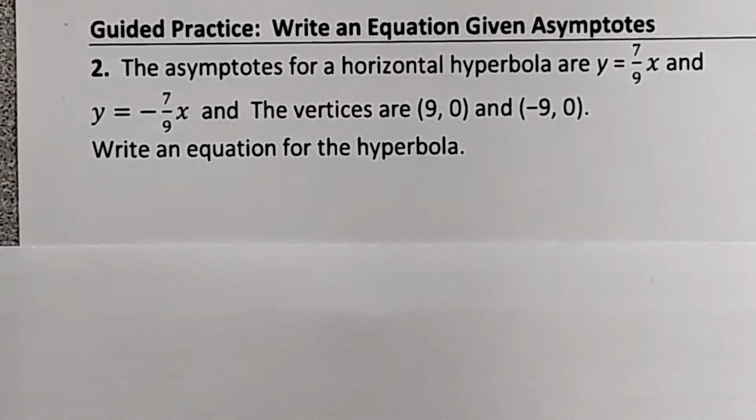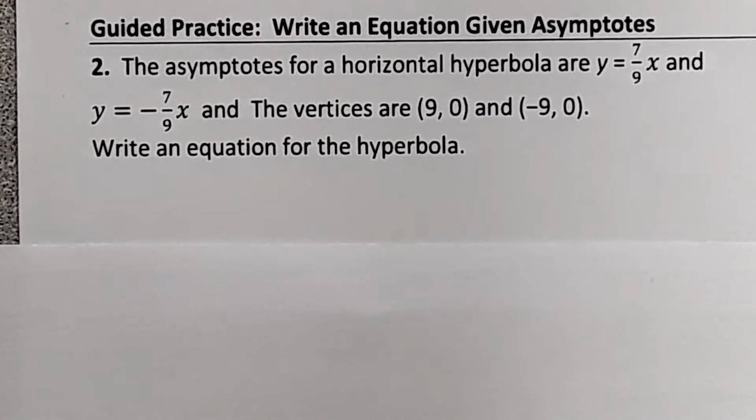Okay, so we're going to do this example. The asymptotes for a horizontal hyperbola, so that's good because they tell us right away it's horizontal, are y equals 7/9 x and y equals negative 7/9 x. And the vertices are (9, 0) and (-9, 0). Write an equation of the hyperbola.